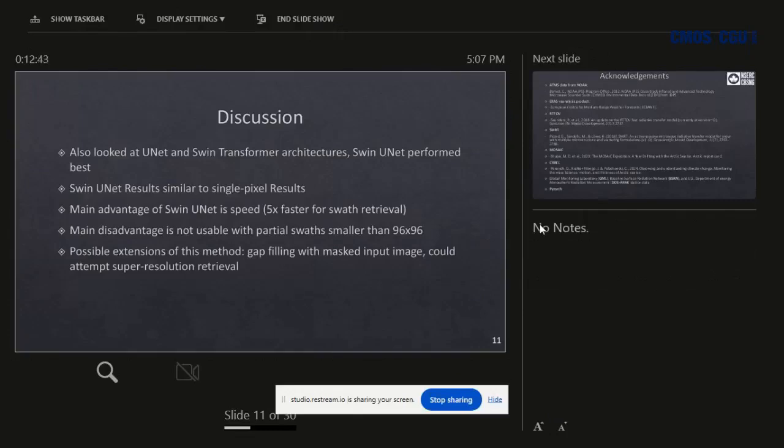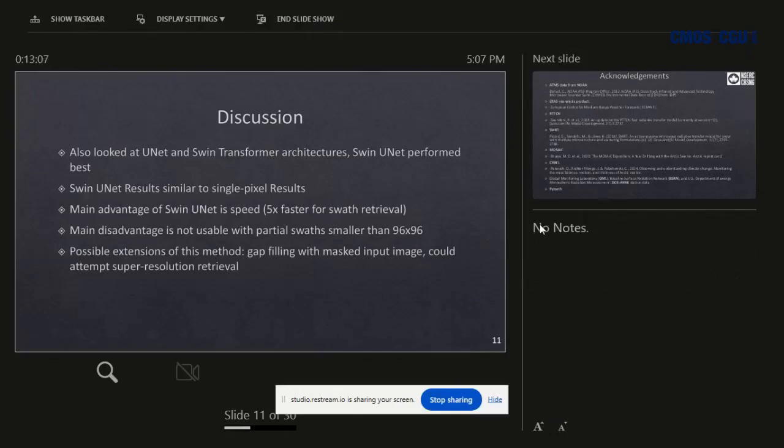Main advantage of the SWIN-UNet that I can see is that it's a little bit faster. To retrieve a single swath, it's about 5 times faster than using the single pixel retrieval. Main disadvantage is it only works if you have a full 96 by 96 image. So if you have like sub-swaths where there's missing data on either side, you can't get a retrieval. And in that case, the single pixel is better.